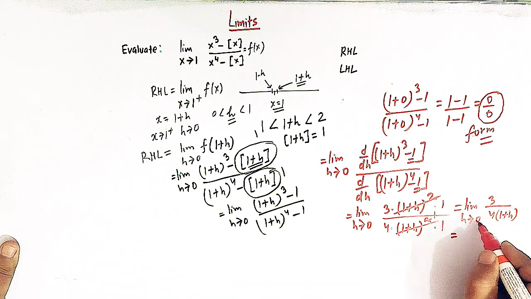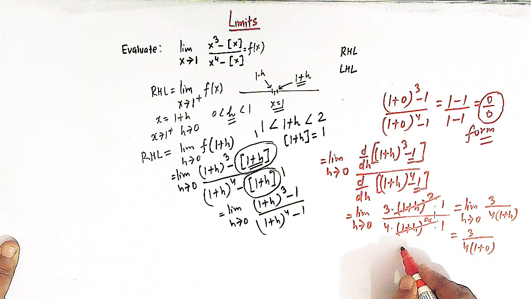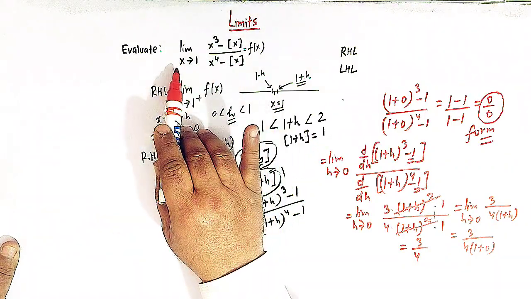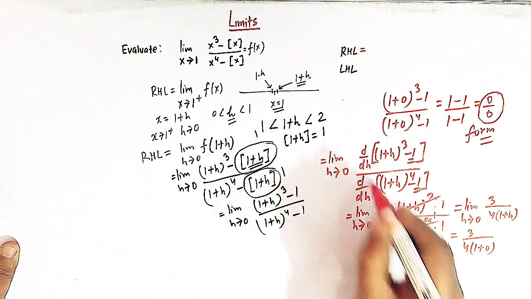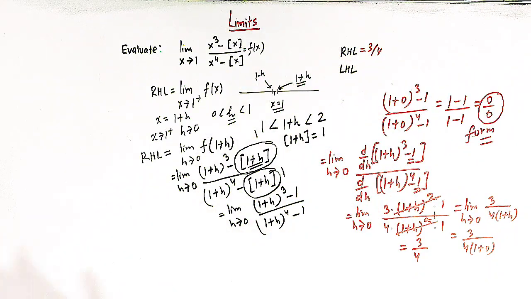Now taking h equal to 0, we have 3 by 4 times 1 plus 0. So this is 3 by 4, since 4 times 1 is 4. So the right hand limit of this function when x approaches 1 is given by 3 by 4. So let us find out the left hand limit.